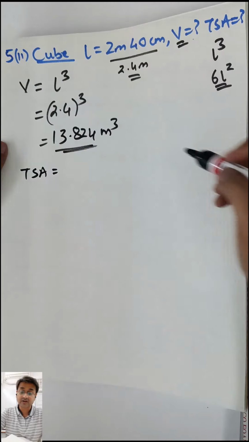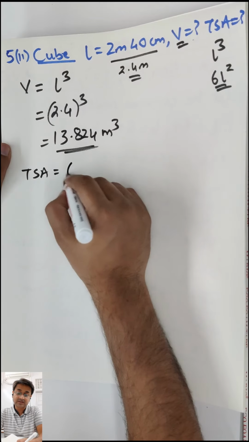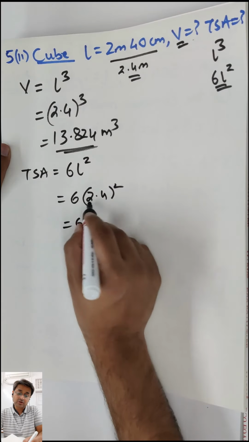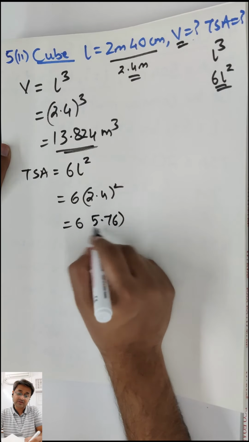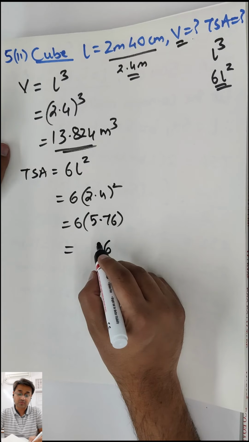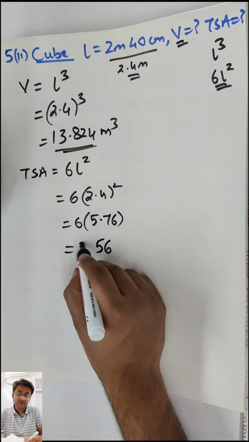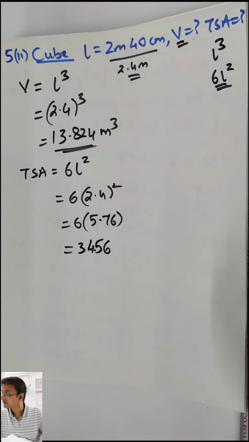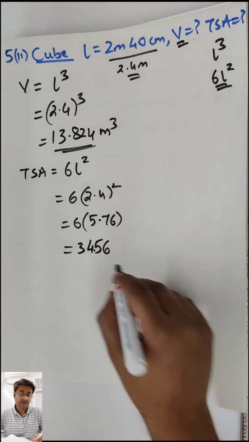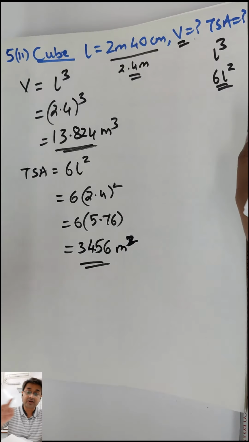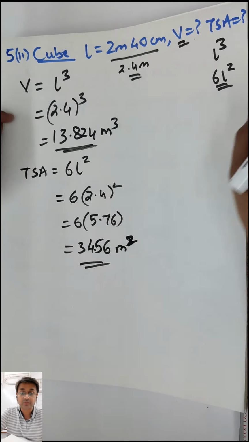Likewise, the next one, total surface area. So total surface area for the cube is basically 6L square. So 6 times 2.4 square. So 2.4 square will be 5.76. Let's multiply. So 6 6s are 36, 6 7s are 42 plus 3 45, 30, so 34 and 2 decimals. So 34.56. Are we correct? Let me just check. Yes, it's correct. Meter square. Whenever it is area, it will be square, and volume, it will be cube.